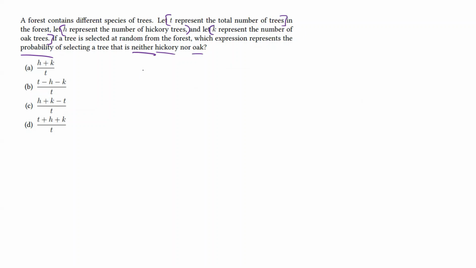So the desired trees, we take the total amount, we remove the hickories, and we remove the oaks because we don't want them. Whatever number this represents is the desired outcomes, the trees that are not hickories and the trees that are not oaks. The total number of trees is still T, so the probability of selecting a tree that is neither hickory nor oak is (T minus H minus K) over T.